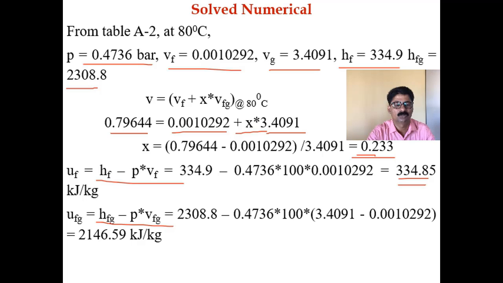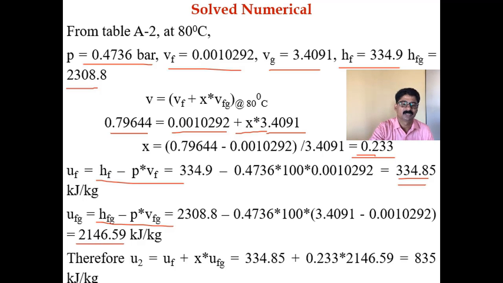You will get it as 2146.59 kilojoules per kg, and U2, as I told you earlier, is equal to Uf plus x Ufg. So if you substitute, you get 835 kilojoules per kg. So this is how you have to calculate the final internal energy of the steam. Okay, so a little bit of understanding of the subject is very much necessary to solve problems on the use of steam tables.